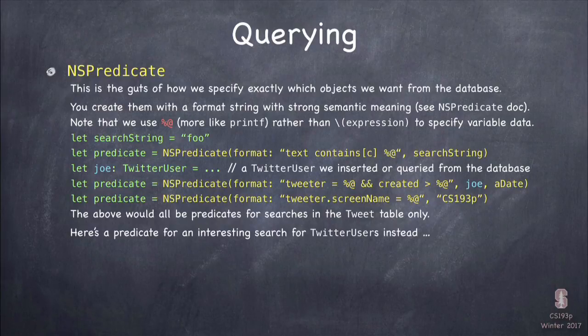How about this one? I want all the tweets whose tweeter equals %@. I'm going to put Joe in there as the substitution variable, and were created after some date that I create. See that? I'm using greater than to do that, and I'm using ampersand for and. You can also use the word and there. So that's going to be all the tweets created by Joe since that date. You're starting to see the power of being able to query into the database, right? If I had thousands of tweets, it'd be really easy to find the ones since yesterday, for example. I'll show you that in a second here.